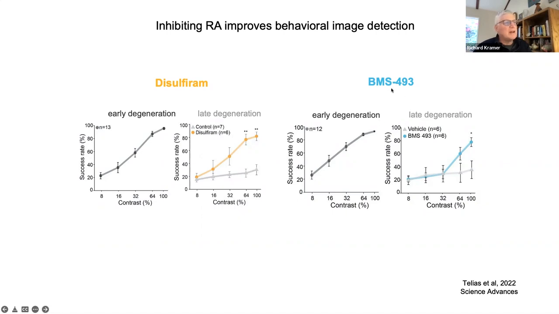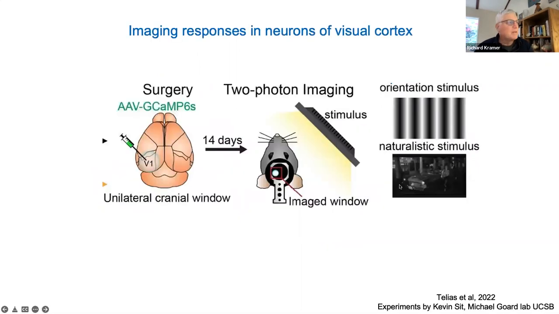And the same is a little less true of BMS-493, but in this case, instead of feeding the mice, the drug was injected in their eye, and it's only on board for 5 days or so before the test. So both of these manipulations really dramatically improve vision. So we've done this at the level of behavior.